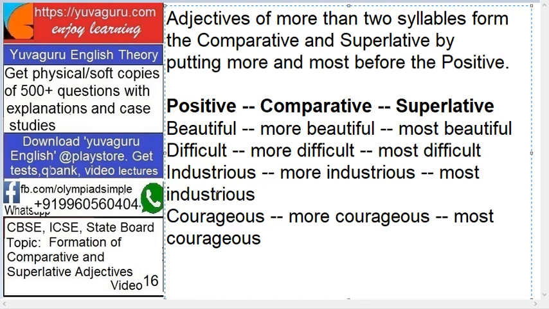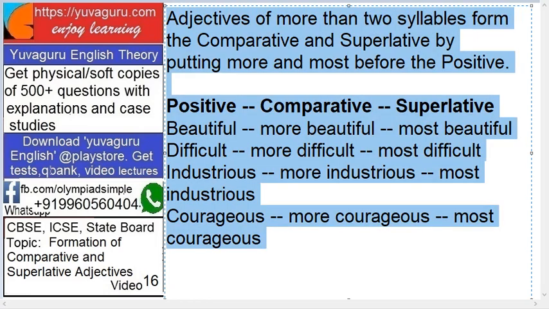Here I, so more, if the vowels are repeated more than two times, generally more and most are added. So beautiful, you don't say beautifuler. It's like more beautiful and most beautiful. So remember, more than two vowels in the word, more and most. 90% these are the cases. Difficult, more difficult, most difficult. Industrious, more industrious, most industrious. Courageous, more courageous, most courageous. Remember, this was for more than two syllables.